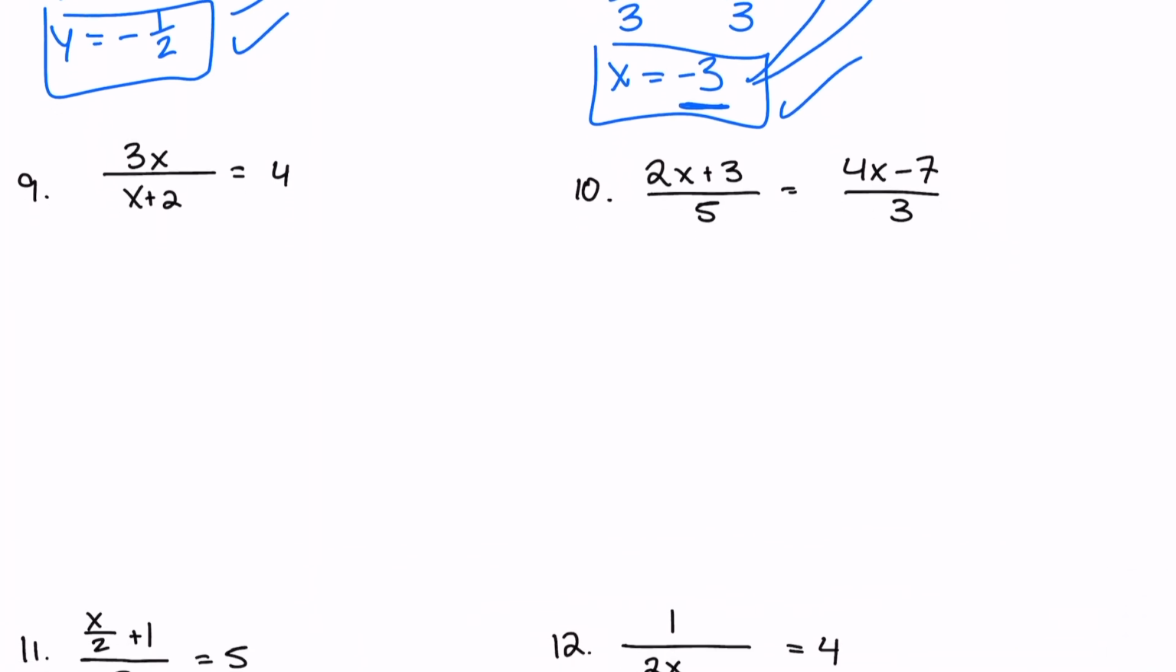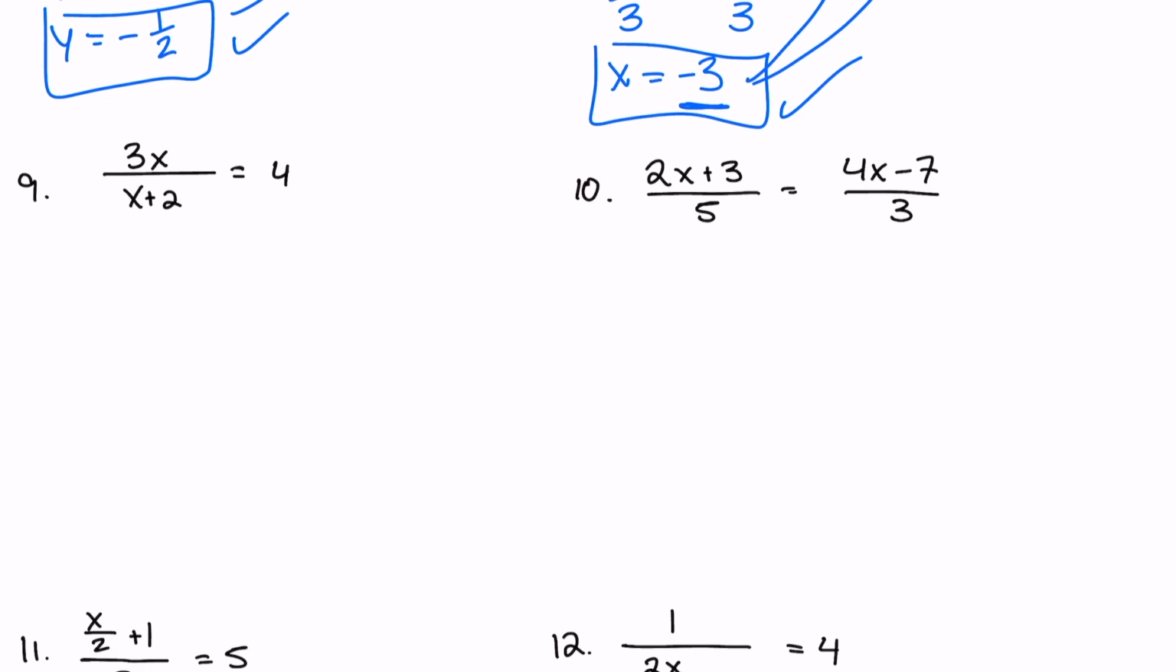For question 9, we have a variable in both the numerator and the denominator, but we only need to make a criteria for the denominator, and that's because the denominator cannot equal 0. We can't divide by 0, but it's okay to have 0 in the numerator. If there was a 0 in the numerator, 0 divided by anything would just be 0, so we don't need to make a criteria for the numerator.